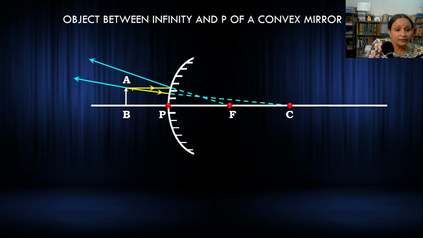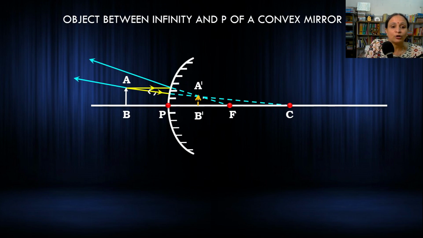And if there is another ray coming, this is ray number 2 I'm talking about. Now if it is coming along the center of curvature, if extended back, it will meet at the center of curvature. So the way it comes, it goes back the same way. Where do these two rays appear to meet? These two rays appear to meet between P and F.